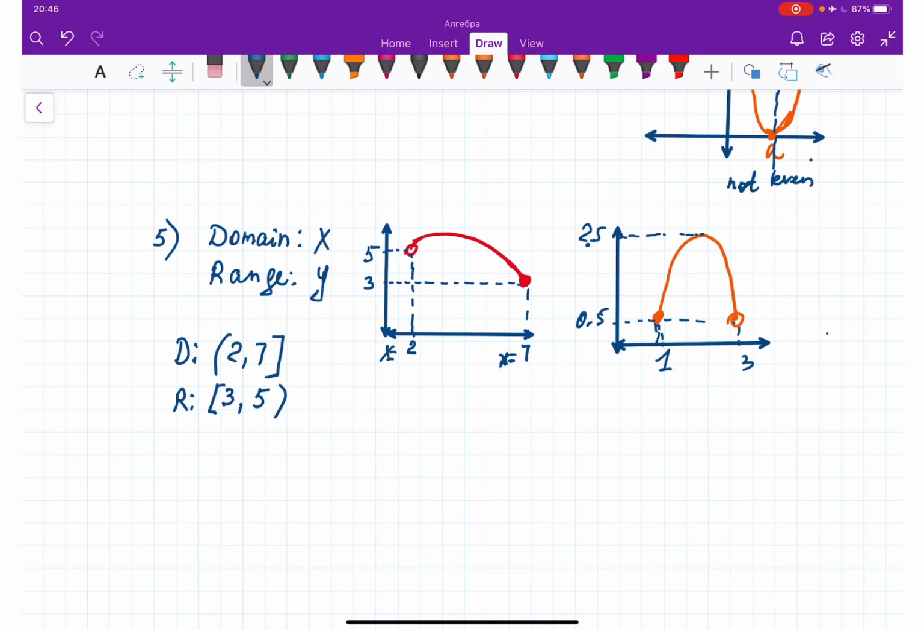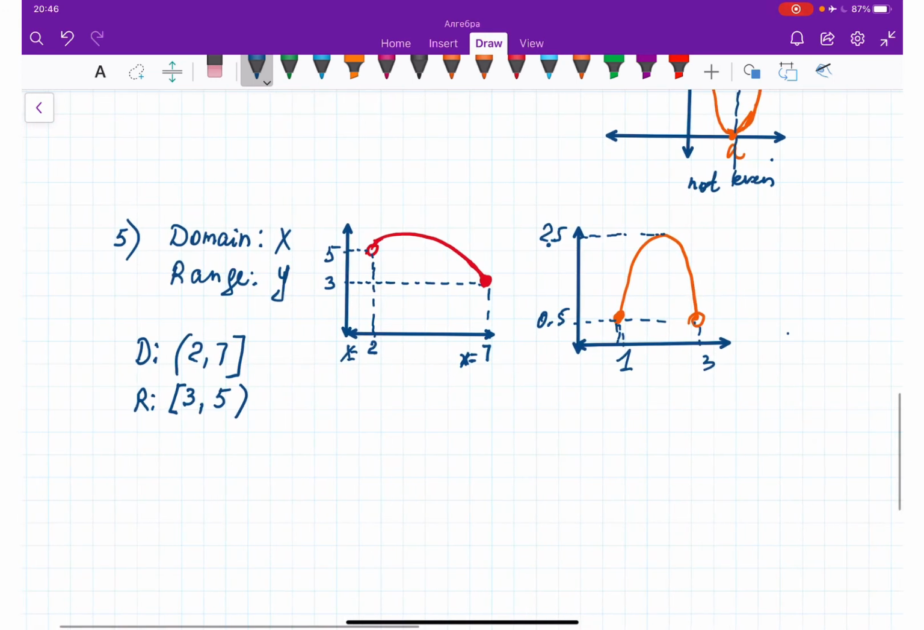Okay, so what's going to happen to the domain? Domain is the value of x. We have 1 and 3. Since 1 is a smaller number than 3, first we start with 1 and then the bigger number, 3. 1 is solid, so we put a square bracket. 3 is an empty circle, so we put parentheses.